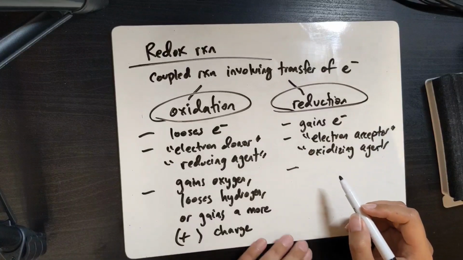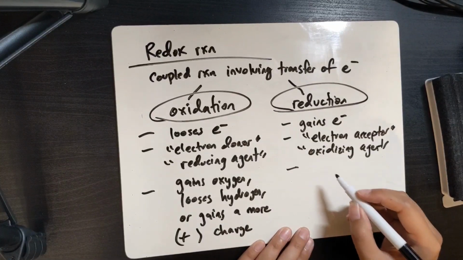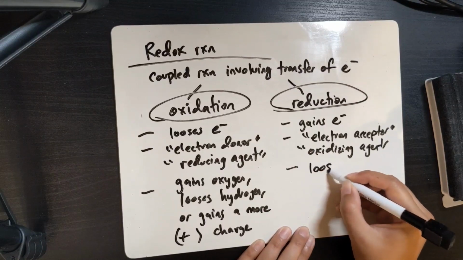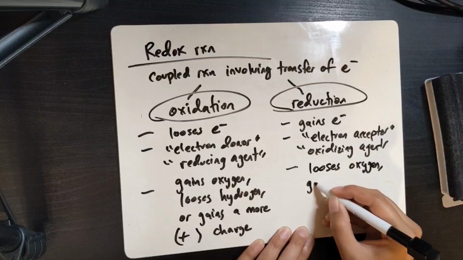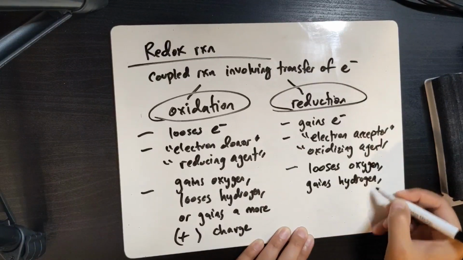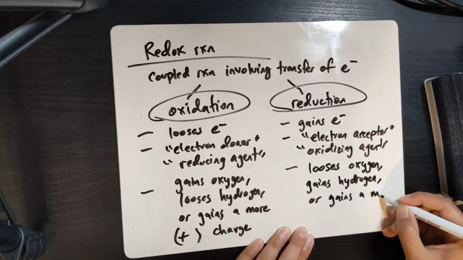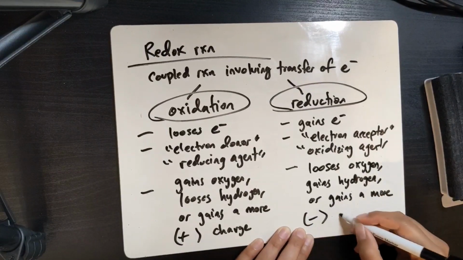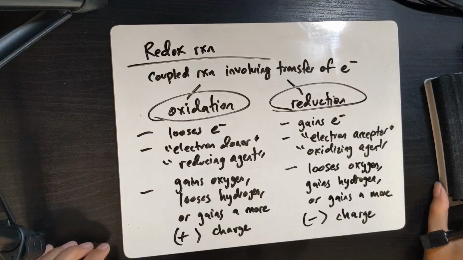And you can tell that it's a reduction reaction or that the compound is reduced because it either loses oxygen, gains hydrogen, or it gains a more negative charge. And we'll look at some examples in just a bit.